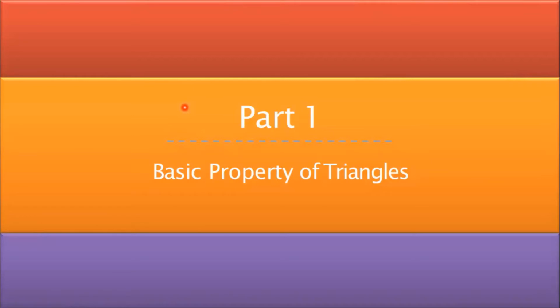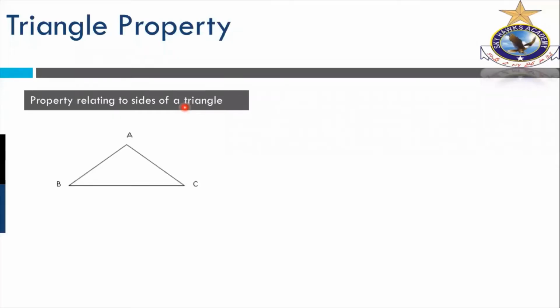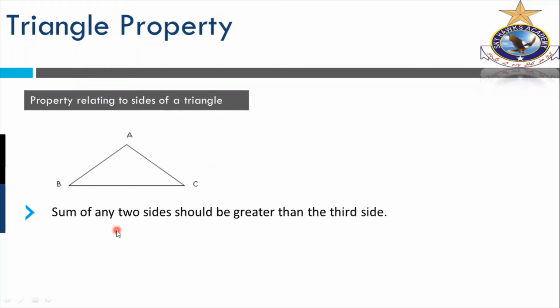We will work on this and keep this idea in mind. So, basic properties. Let's see how we can proceed further. The property relating to the sides of a triangle. It's a triangle; we are not talking about any specific triangle, we are just taking any type of triangle. Let's see. Please read this one.